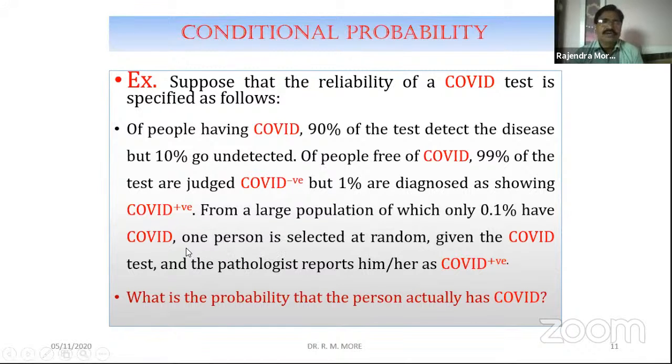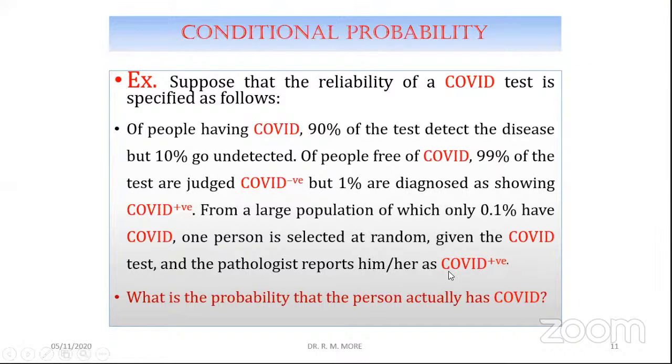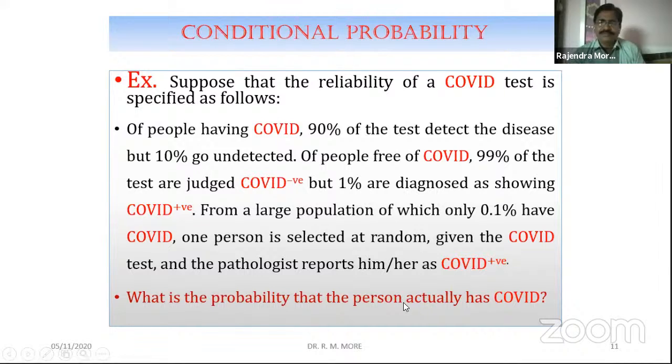Then one person is selected at random. He is given the COVID test, and the pathologist reports him or her as COVID positive. What is the probability that the person actually has COVID?